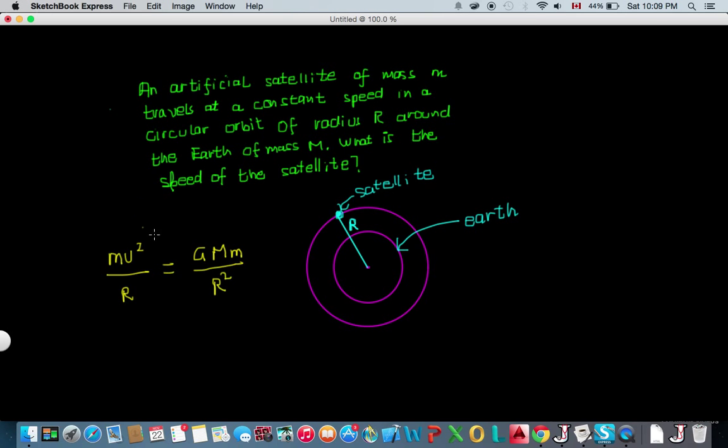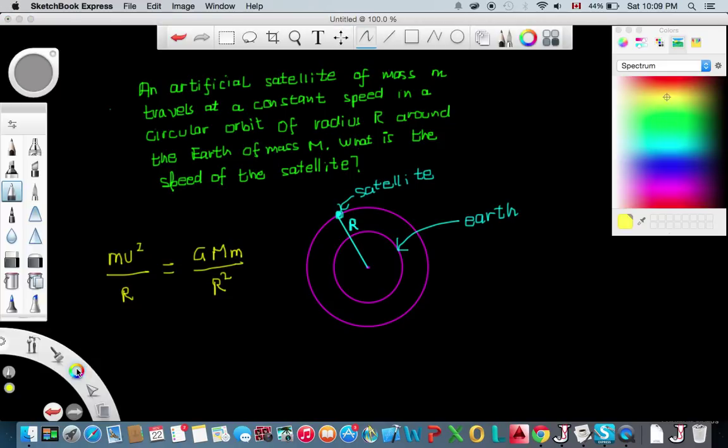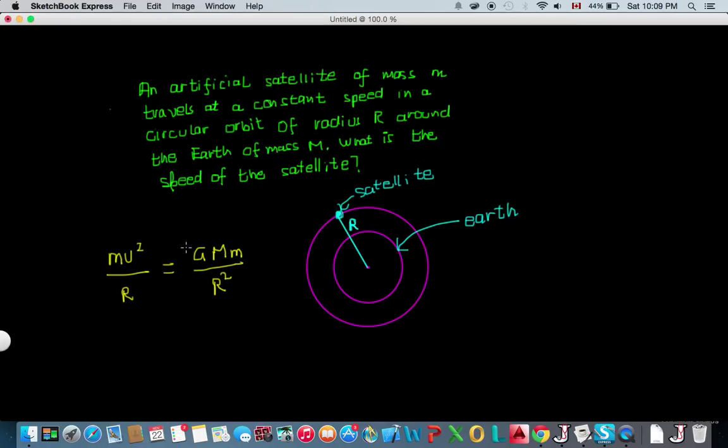I know it's glaringly obvious, but just to make sure we're on the same page, this value comes from Newton's law of universal gravitation, and this comes from the definition of what centripetal force is.